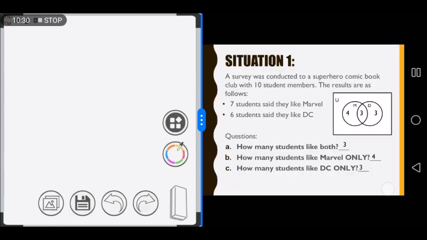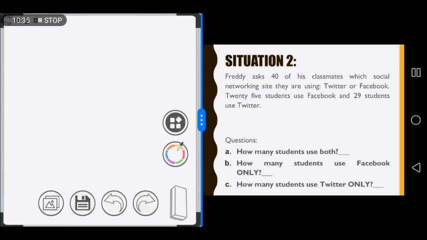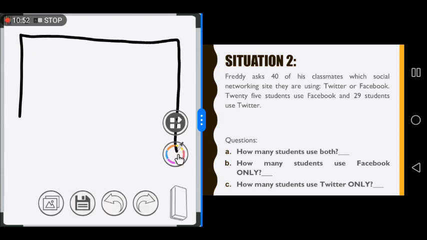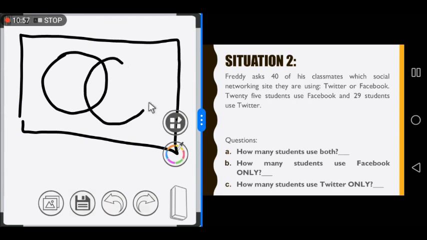Okay, let us have the next question. Freddy asks 40 of his classmates which social networking site they are using, Twitter or Facebook. 25 students use Facebook and 29 students use Twitter. Let us illustrate. Our Venn diagram will have two sets again. One for Twitter, since it was mentioned first, so let us write T, and one for Facebook.